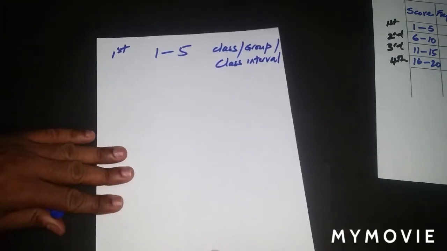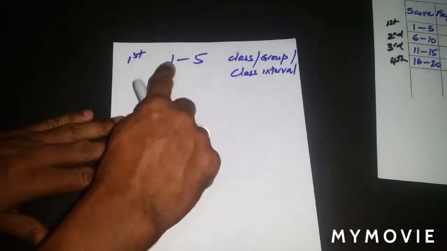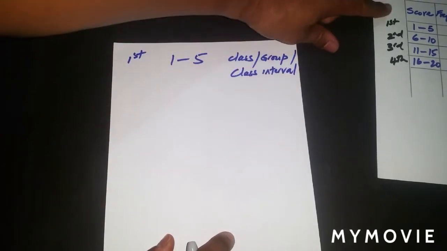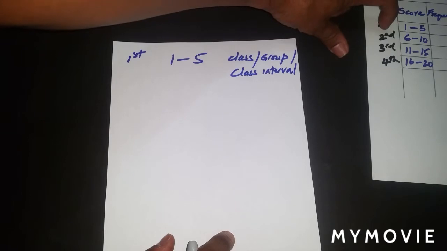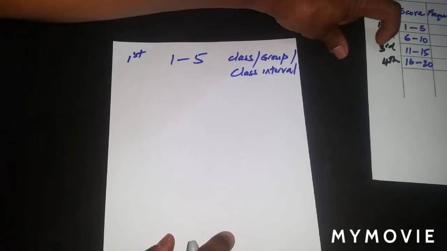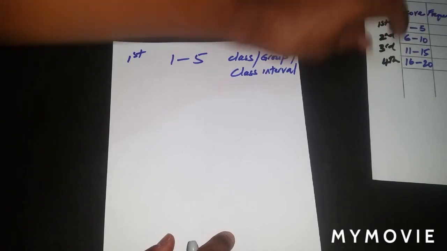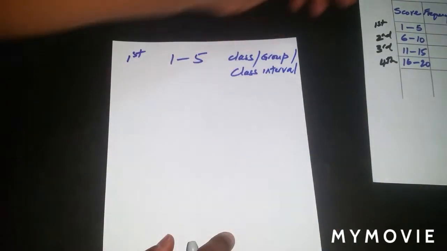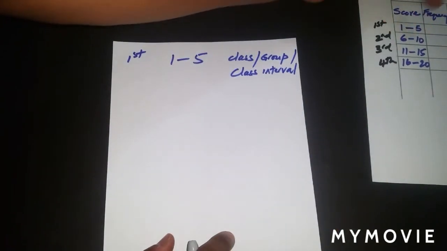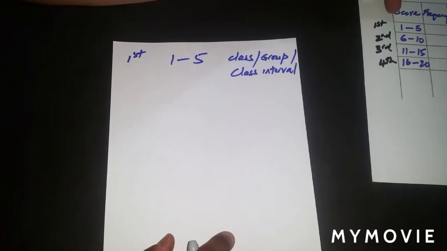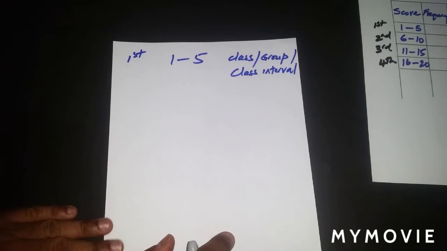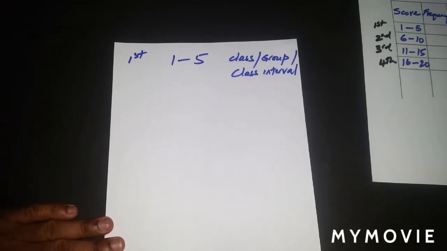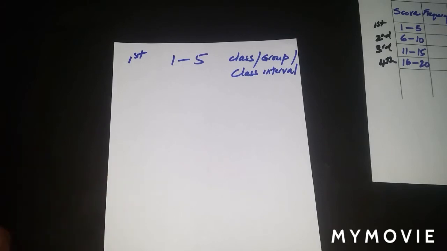Now again, this here is referred to as a class. So we have several classes here. We have the first class being 1 to 5, second class being 6 to 10, third class being 11 to 15, and fourth class being 16 to 20. I could also say first group, second group, third group, fourth group. I could also say the first class interval, the second class interval, third class interval, and so on. So whenever you hear me use the term class, it is the same thing as class interval or group.